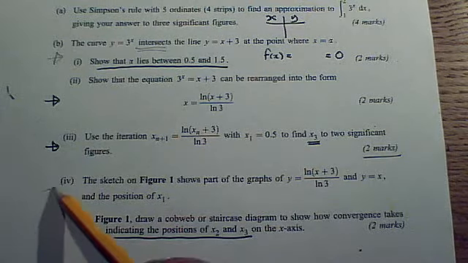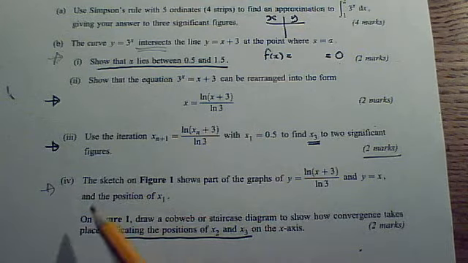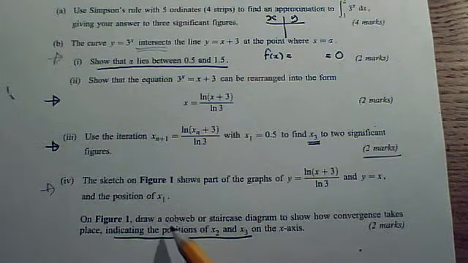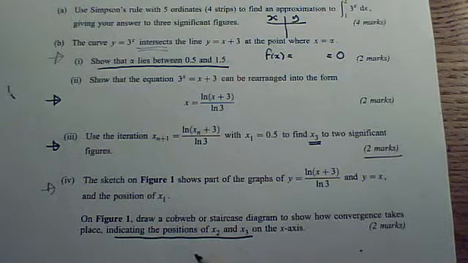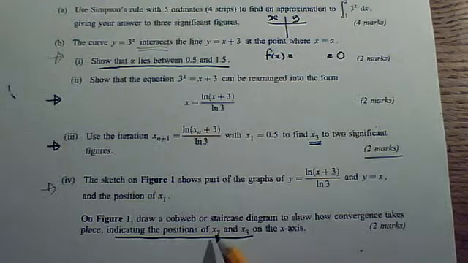once again, could be a re-entry point. I don't see why you need to have done the earlier ones. We've got to draw a cobweb or staircase diagram to show how convergence takes place. So you start from the x1 that's already marked, and remember you draw lines vertically to the curve and then horizontally to the line. Put arrows on, show the positions you're asked to of x2 and x3 on the x-axis, and you should be okay on that one.